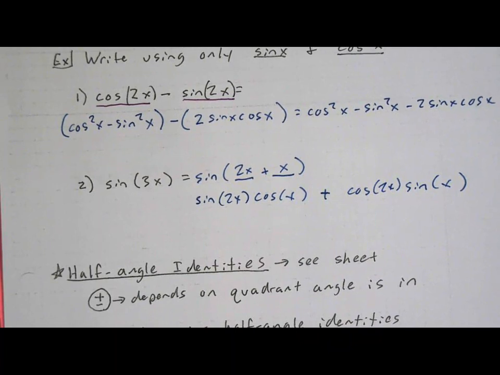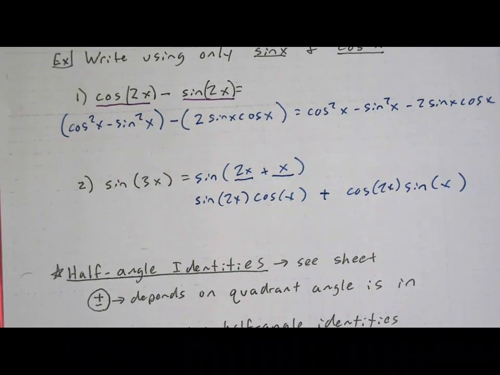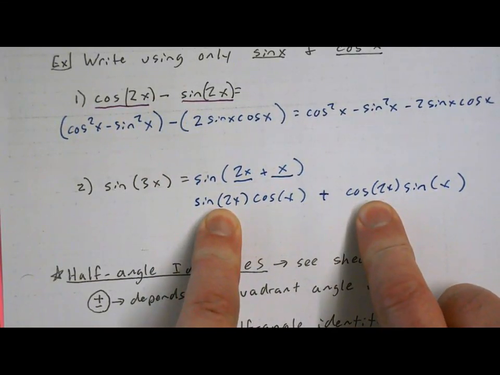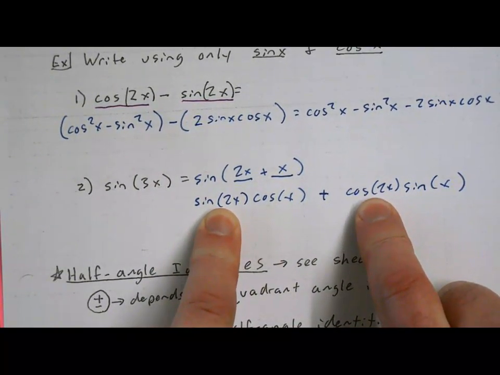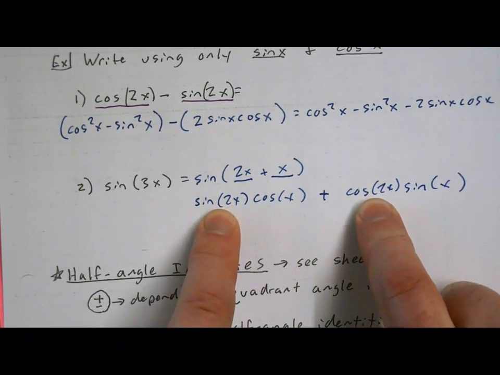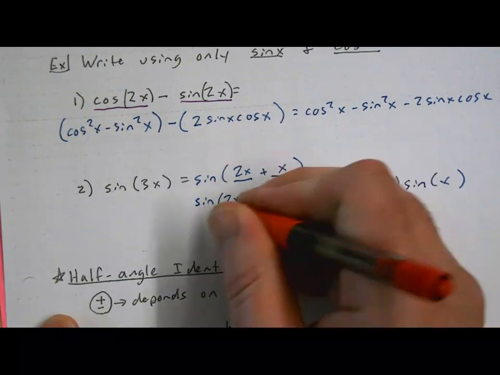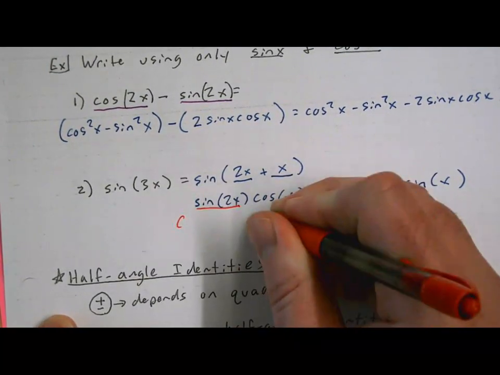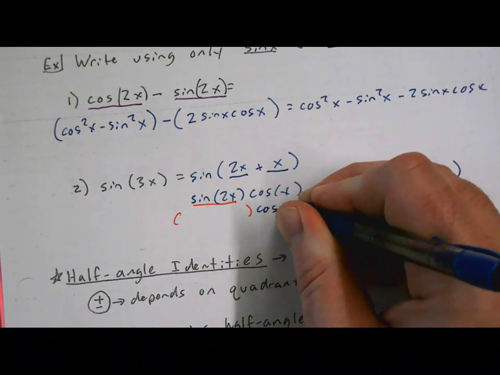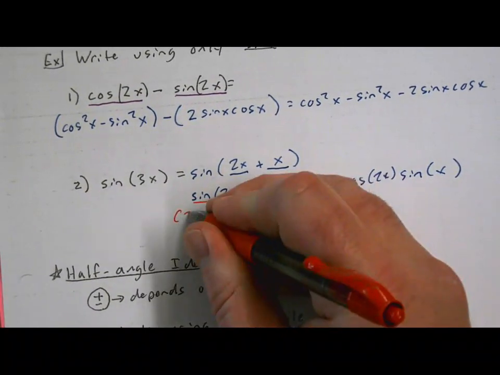So the instructions say I'm supposed to write this using just sines and cosines of x. Have we accomplished that at this point? No, I've got these two things that I'm going to have to take care of, the sine 2x and the cosine 2x. But, good news, we have identities for those. So we can replace the sine 2x with, we just used it a second ago. Yeah, sine 2x is 2 sine x cosine x.